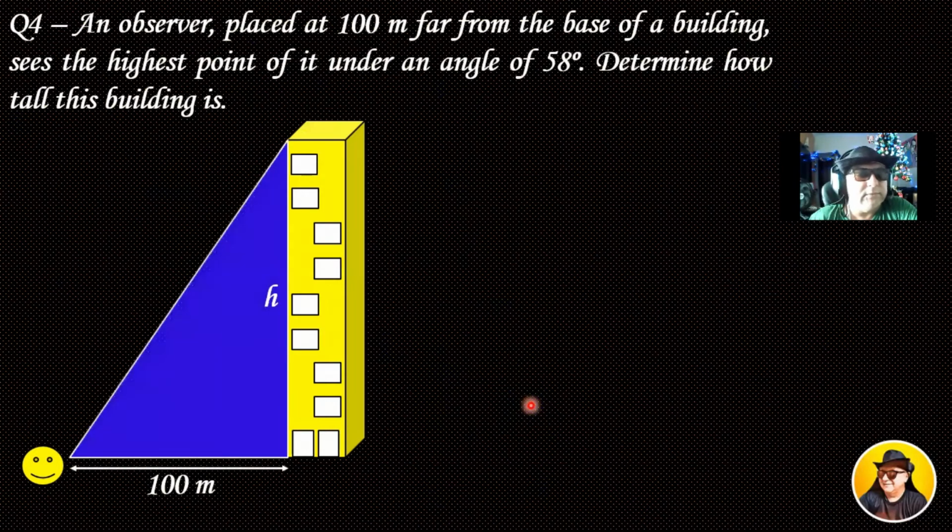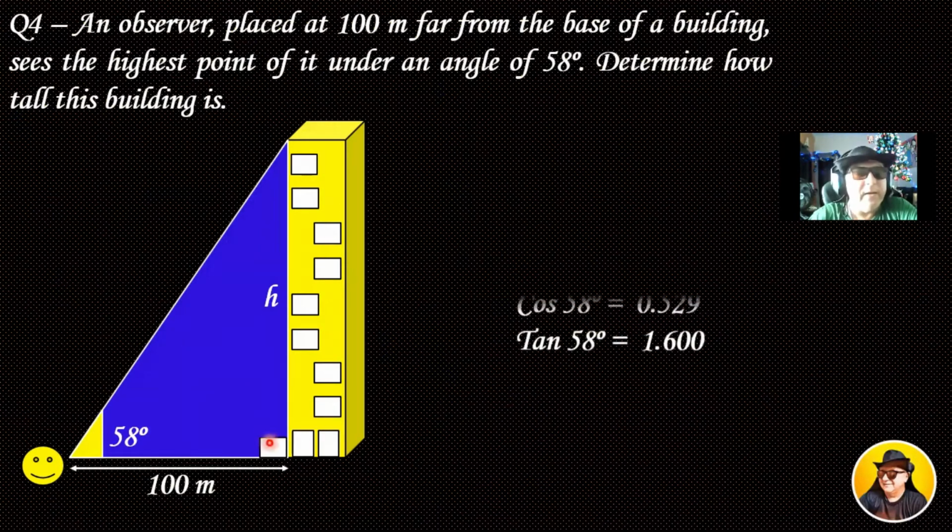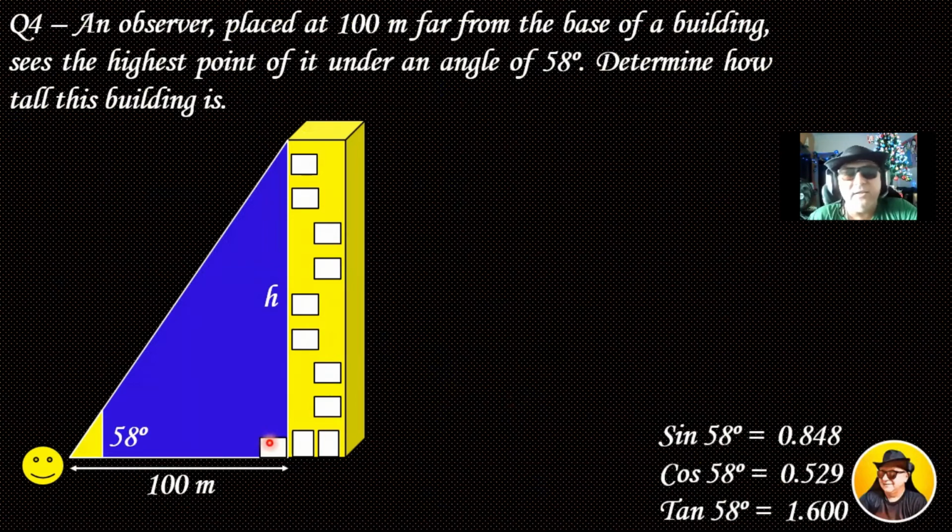Okay, h. And okay, the angle is 58 degrees. It is right. There is a right triangle here. So this is 92 degrees. Okay, sine, cosine, and tangent. Let's check which of them we are going to use. Let's check. This is the angle of 58 degrees.